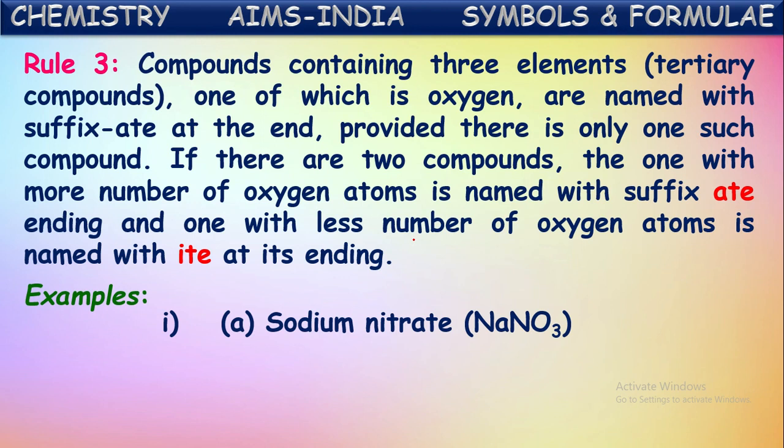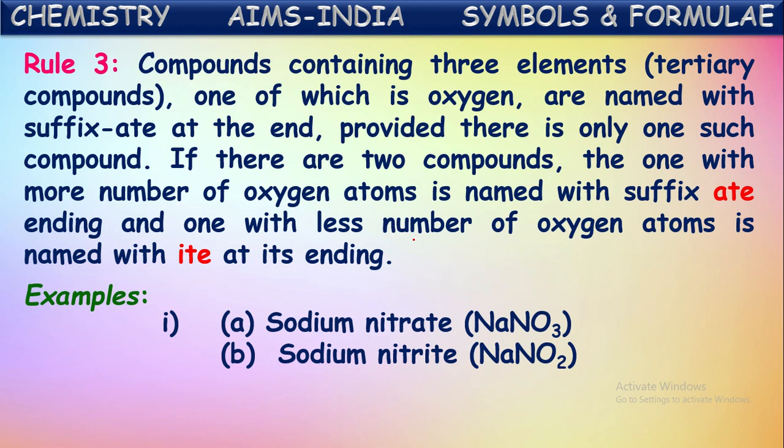For example, the compound formed between sodium, nitrogen and oxygen. Actually, these three elements in combination may form two types of compounds: NaNO3 and NaNO2. If you observe these two compounds, they are compounds of the same elements, isn't it? Nitrogen, sodium and oxygen. But one of these two compounds has more oxygen atoms and the second one has fewer oxygen atoms.